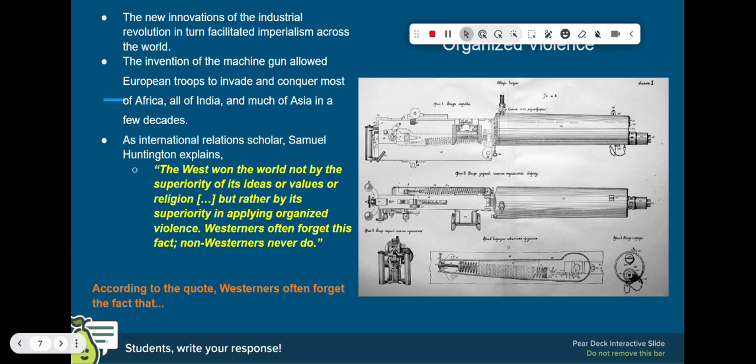As international relations scholar Samuel Huntington explains, he says, "The West won the world not by superiority of its ideas or values or religion, but rather by its superiority in applying organized violence. Westerners often forget this fact. Non-Westerners never do."